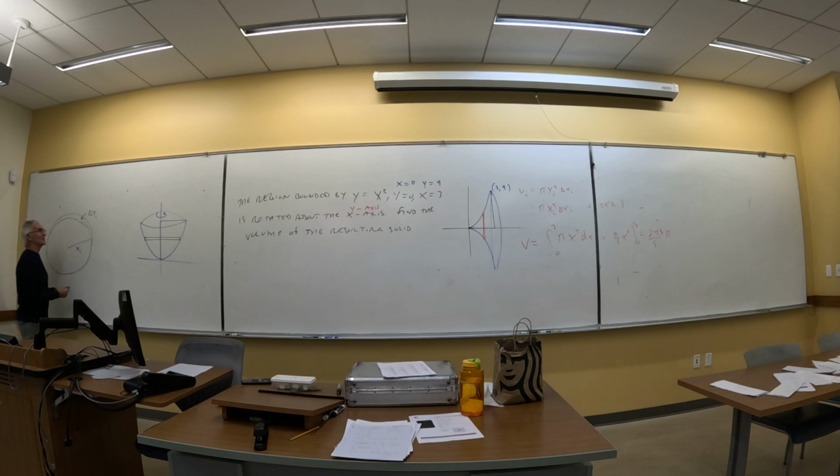So what does the ith volume look like here? Again, it's pi r squared. So in that case, what is it? Pi xi squared delta yi.